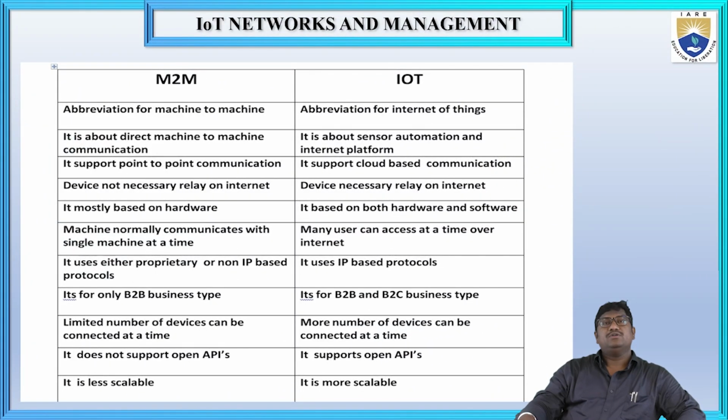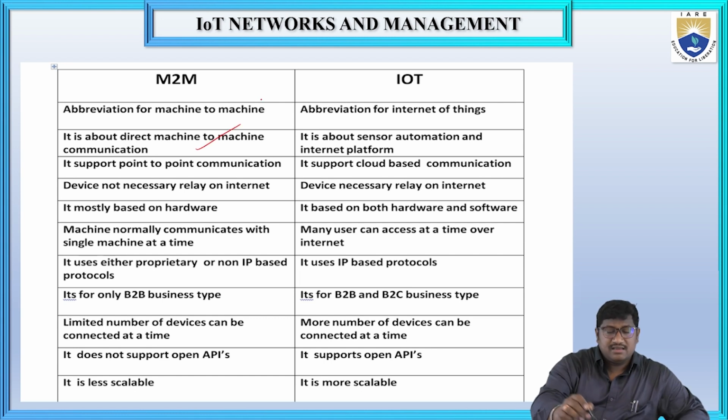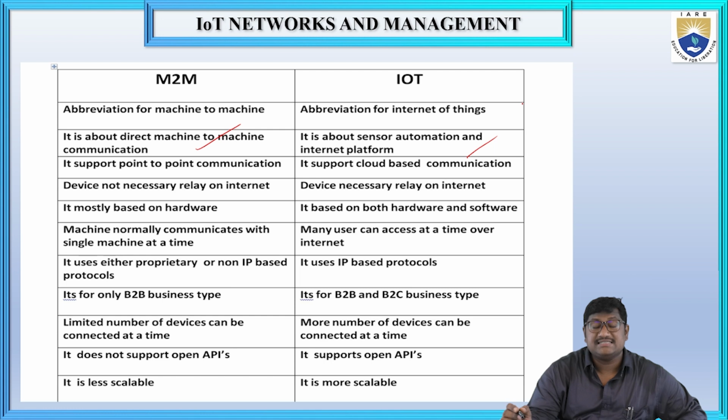And now I want to differentiate what machine to machine and IoT were before going into SDN and NFV. I'll start discussing M2M and IoT. Here M2M, I already told you, is machine to machine. IoT is Internet of Things, and M2M is a direct machine to machine communication process. And coming to IoT, it is a sensor automation and internet platform. Here, in M2M the communication will be point to point, and IoT is going to support cloud-based communication. And here, no device is necessary to rely on the internet, but in IoT the device is necessary to be on the internet.